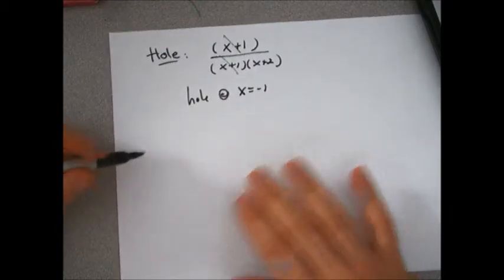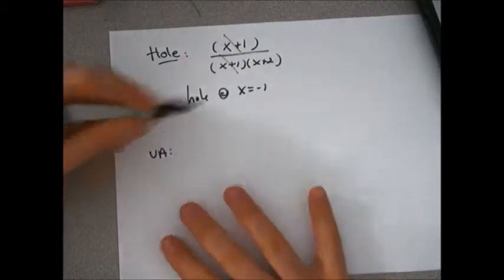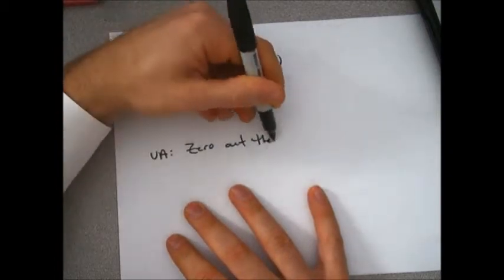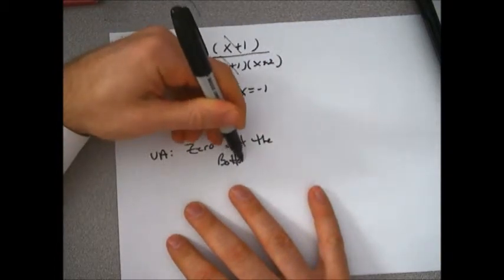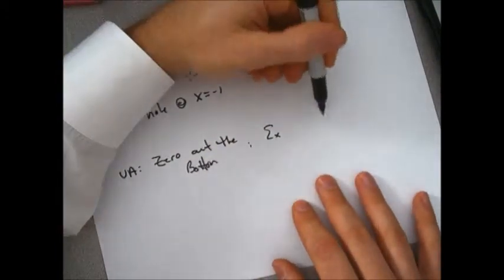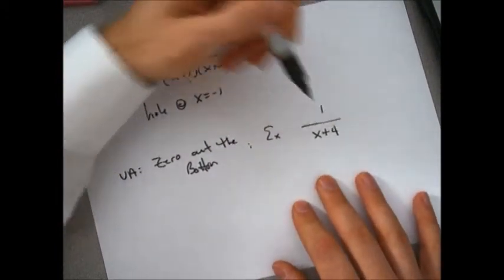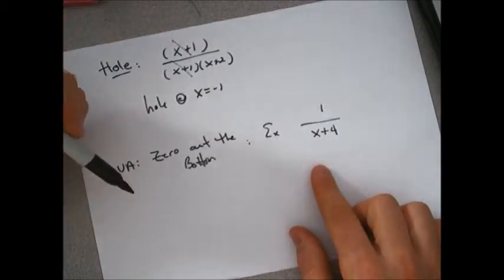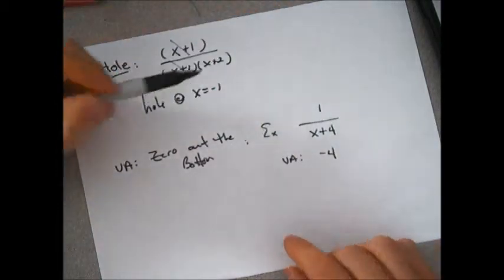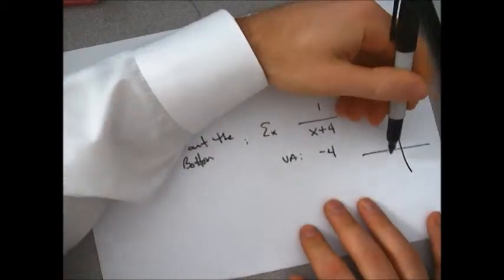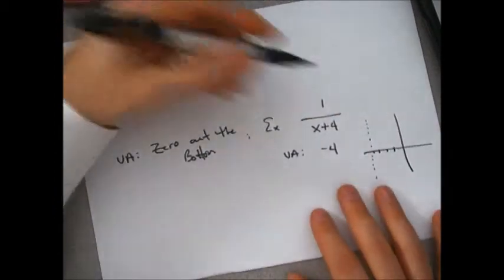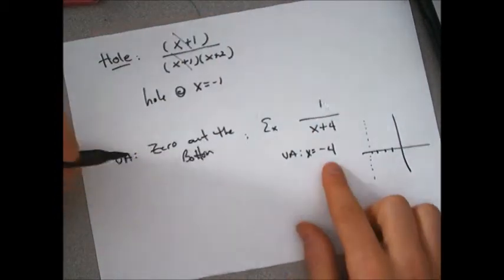Okay. For vertical asymptotes, you zero out the bottom. Example, let's say you have 1 over x plus 4. You would have a vertical asymptote at -4. And how do I write the equation for that line? If it's at -4, it's crossing through the x line, so it would be x equals -4.